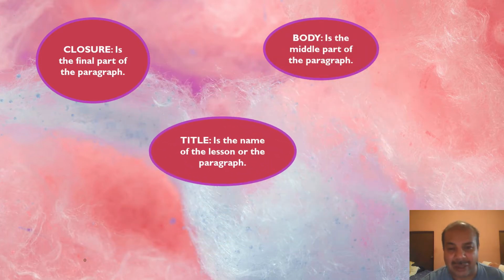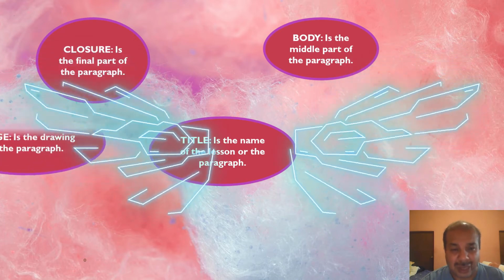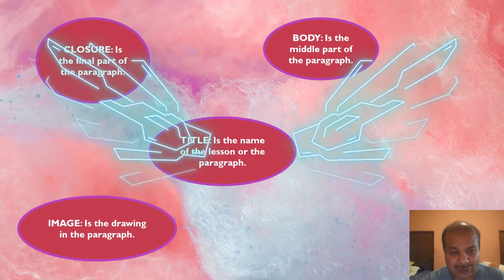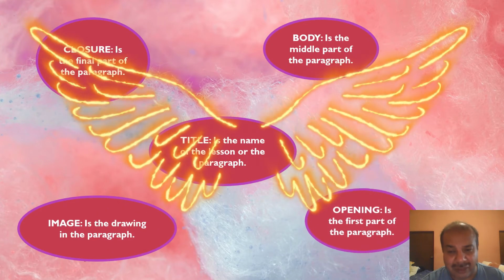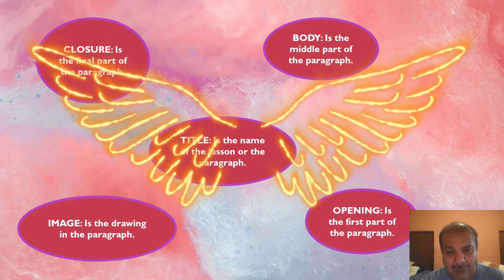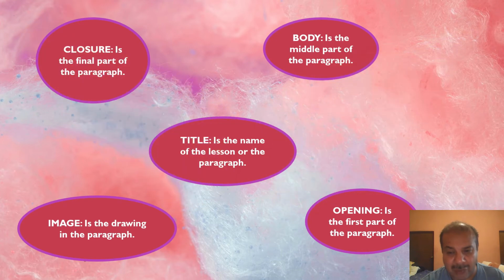Then we have the title. The title is the name of the lesson or the paragraph. El título es el nombre de la lección o del párrafo. Right, the next one, it says image. Image is the drawing in the paragraph. La imagen es el dibujo en el párrafo. And finally, the number 5, it says opening. Opening is the first part of the paragraph. Que la apertura es la primera parte del párrafo.